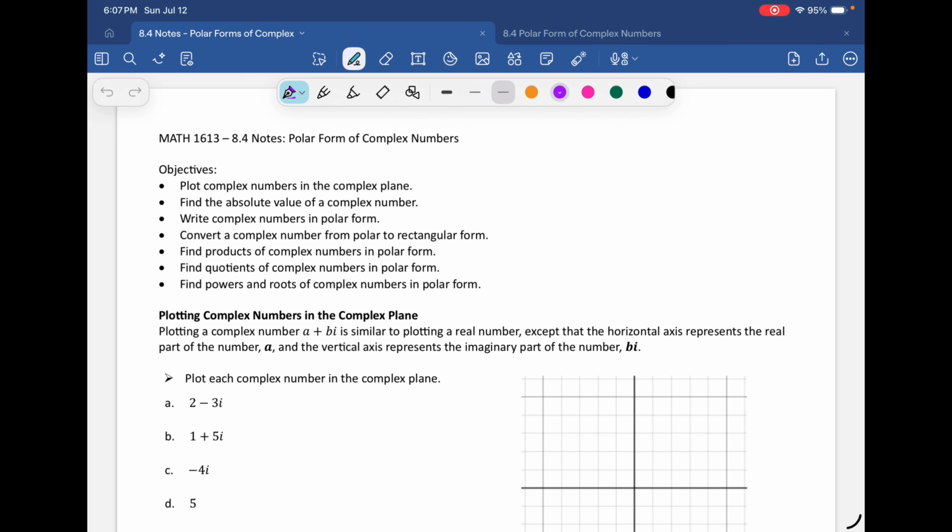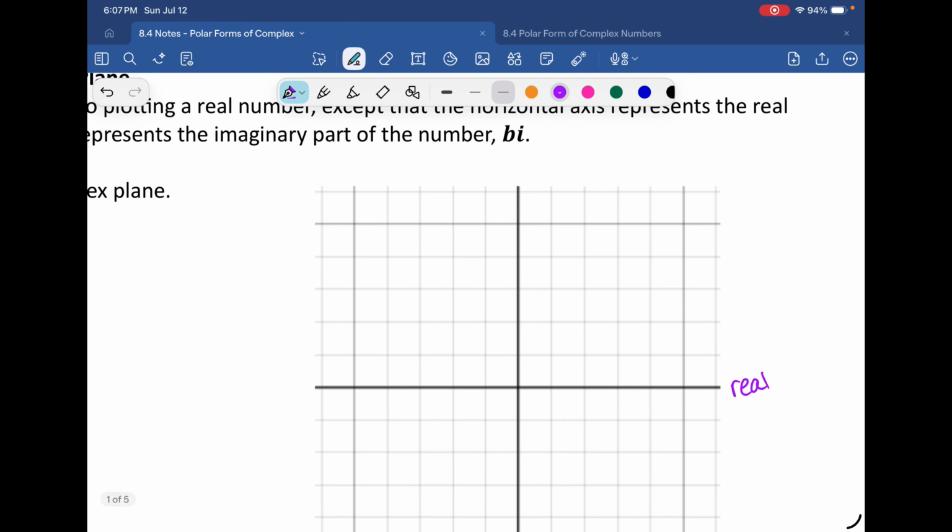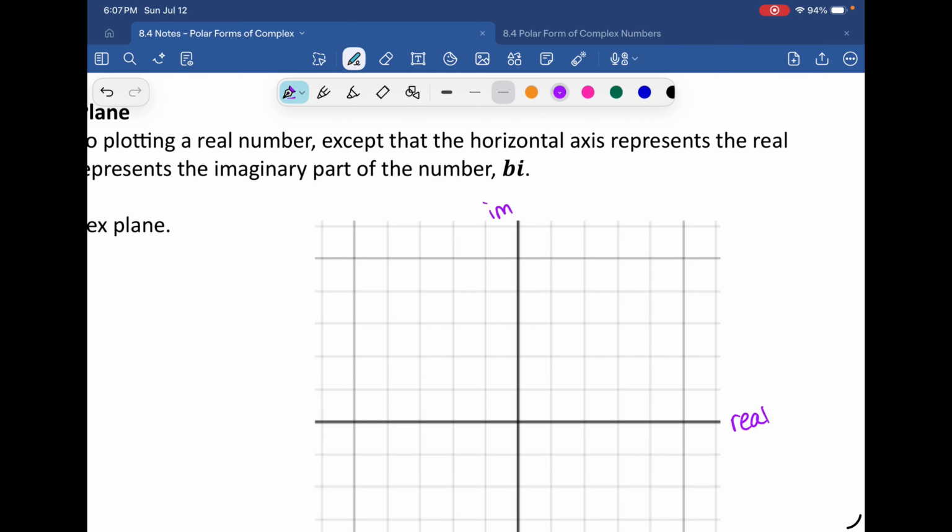All right, plotting complex numbers in a complex plane. Just like on a rectangular coordinate plane, you have an x and a y. On a complex plane, you have a real and an imaginary. So the real axis is horizontal. Your imaginary axis is vertical.